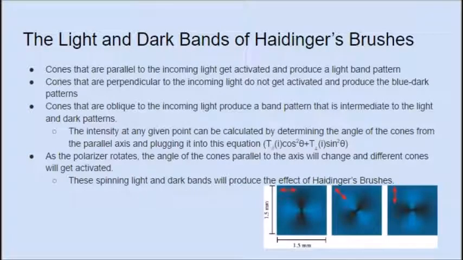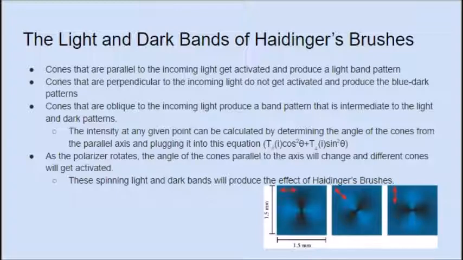The light and dark bands of Haidinger's brushes. Cones that are parallel to the incoming light get activated and produce a light band pattern. Cones that are perpendicular to the incoming light do not get activated and produce the blue-dark patterns. Cones that are oblique to the incoming light produce a band pattern that is intermediate to the light and dark patterns. The intensity at any given point can be calculated by determining the angle of cones from the parallel axis and plugging it into the following equation displayed on the screen.